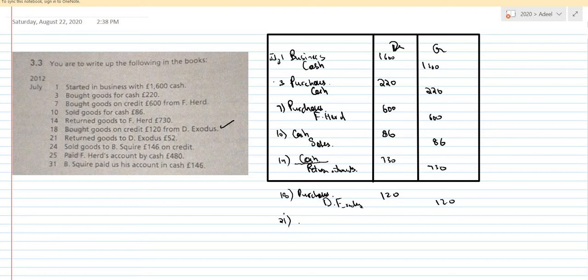21. Return goods to D Exodus 52. Return goods to the Exodus. So return outwards would be the term. Debit or credit? Goods would be credit. And what is to be debited? You would debit cash, 52.